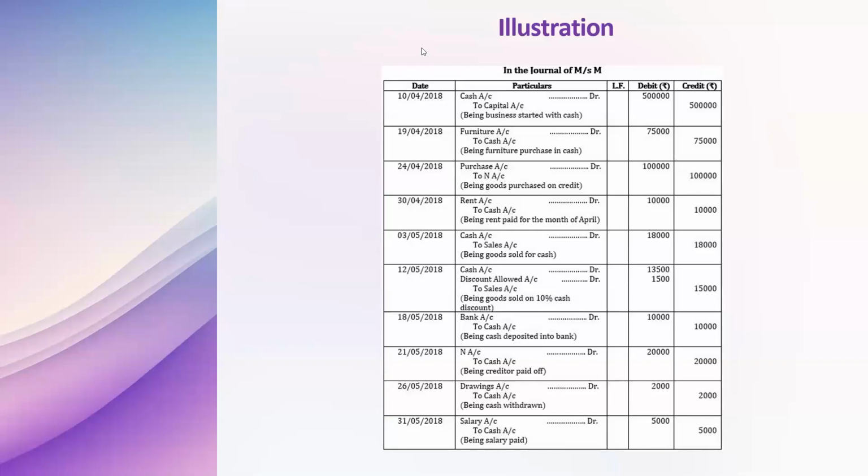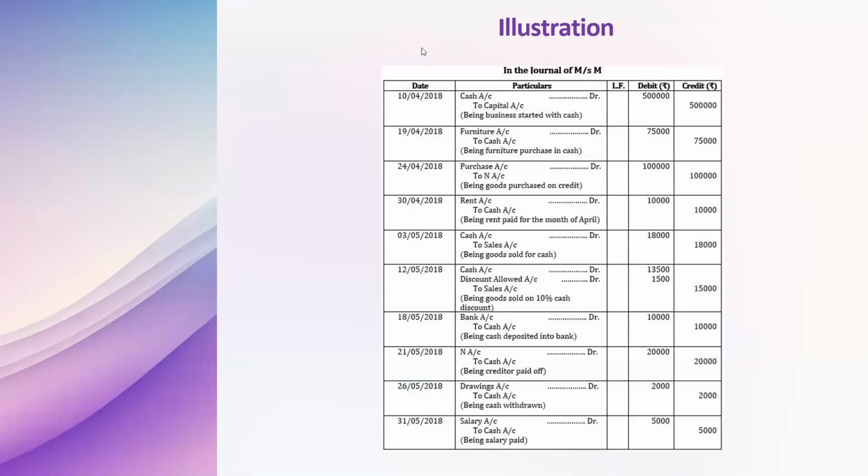Okay. So this is the date where the business has started, right? The owner of the company, Messrs. M, has invested a capital of how much? 5 lakh. So the parties involved here are the owner and the cash, and the cash is considered as the capital. So it is written as cash account debtor.